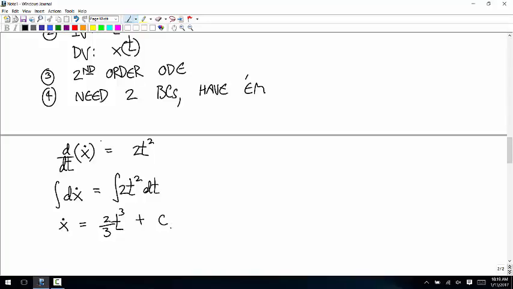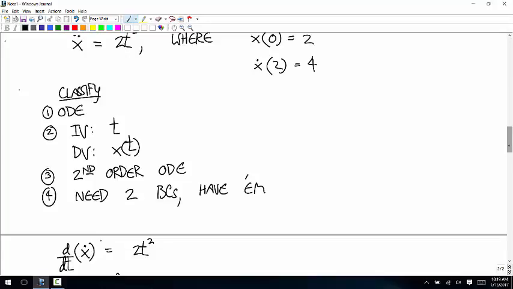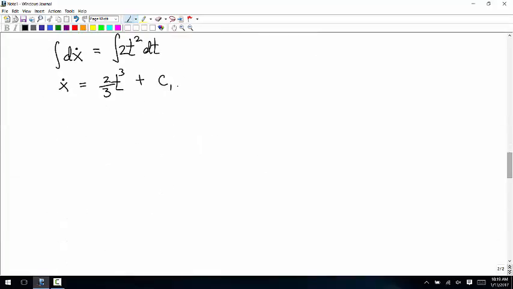Let's call this C1. We're going to get another one when we integrate again. In this case, we have a boundary condition that depends on x dot, so we could solve for that constant of integration right now, but let's just push it all off till the end and then deal with it. Okay, so we've made the first step.